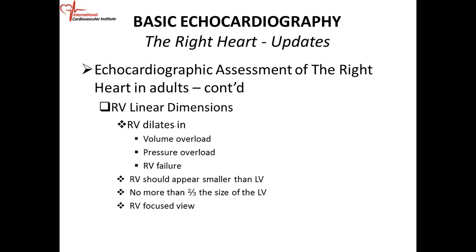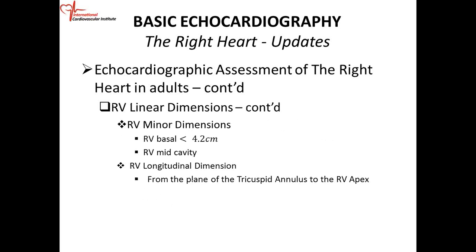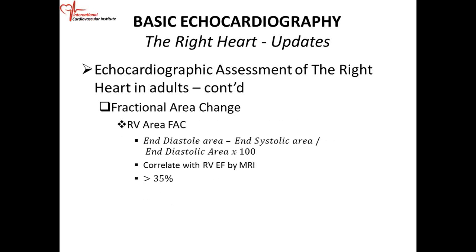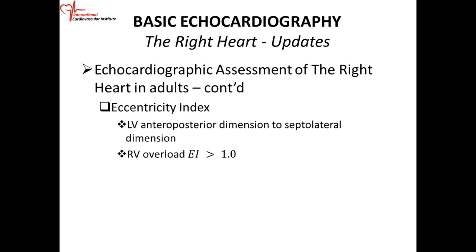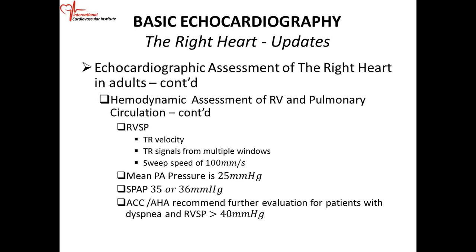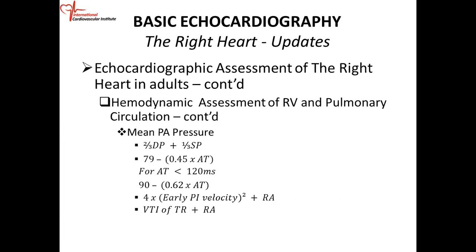So if the acceleration time is more than 120, then the formula you're going to use for the mean PA pressure is 79 minus 0.45 times the acceleration time. I think the question relates to the acceleration time. So if the acceleration time is more than 120 milliseconds, this is the formula you're going to use: 79 minus 0.45 times the acceleration time.